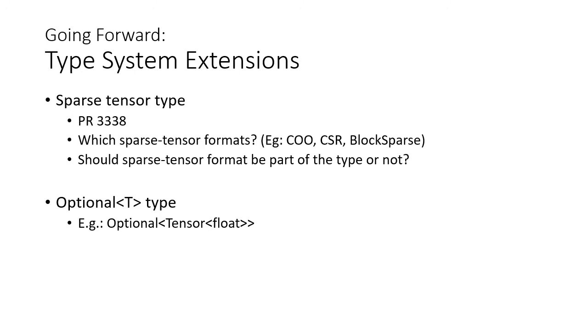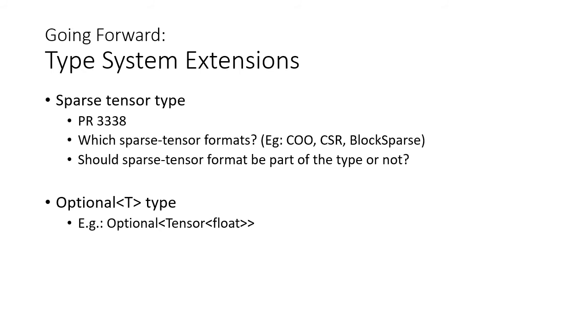One of the design questions for us to consider in this context is whether the sparse tensor format should be part of the type system or not. For example, if you look at implementations out there, there are multiple sparse tensor formats such as COO, CSR, block sparse, and so on.